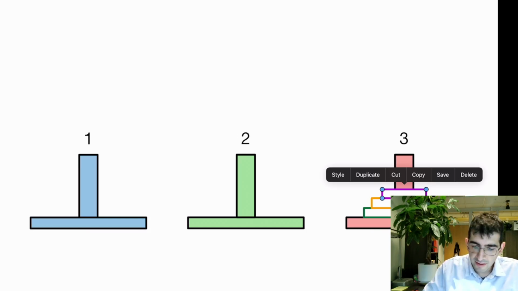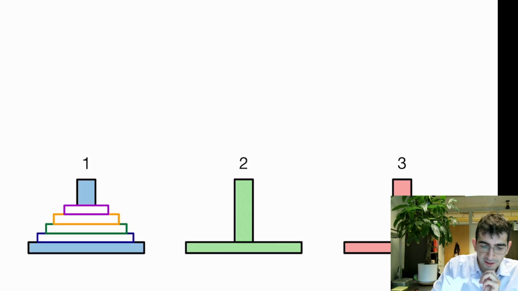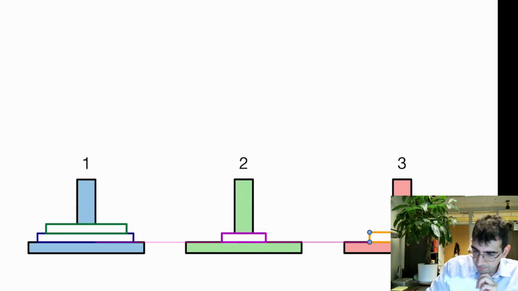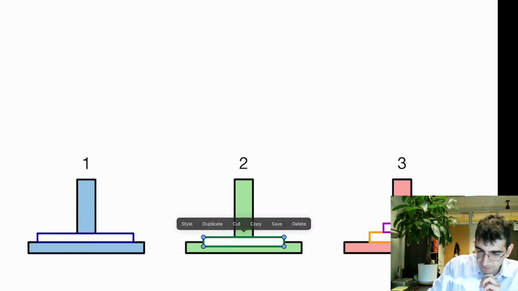All right. Now, what about if there are 4 discs? What do we do in this case? Well, this one is a hard one, right? I think maybe we should move the smallest disc here. We should move the yellow disc here. We should move the smallest disc here. We should move the green disc to the middle.